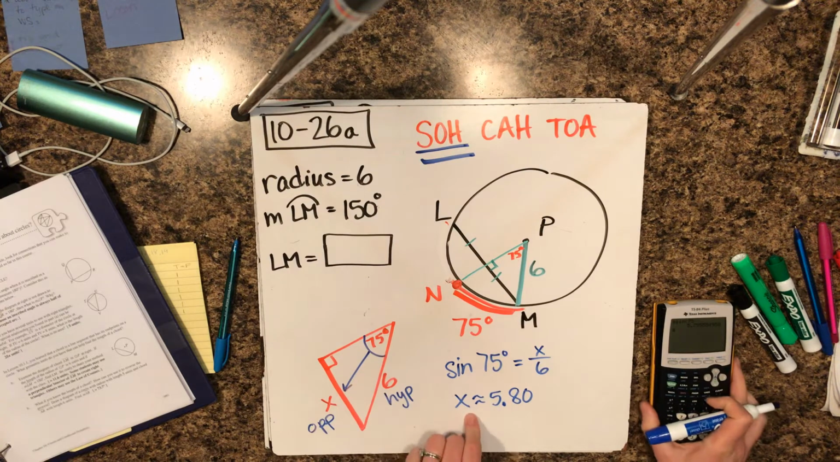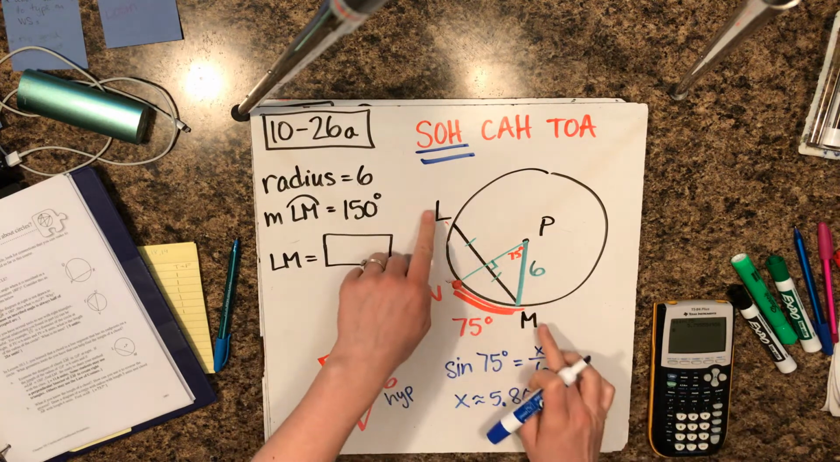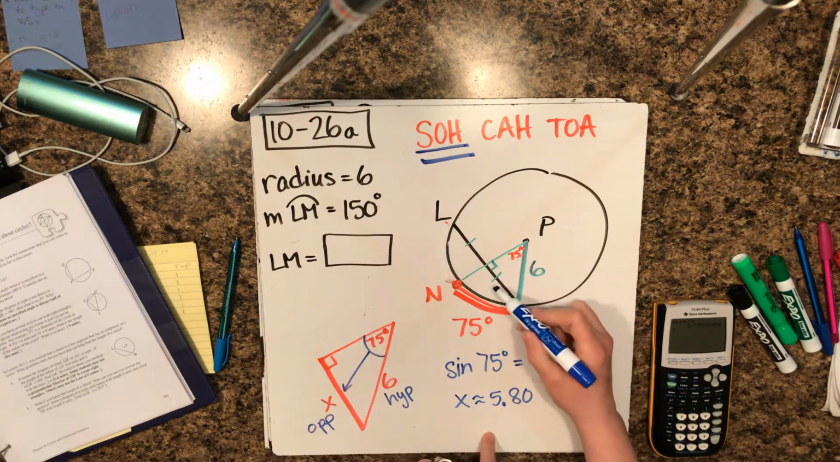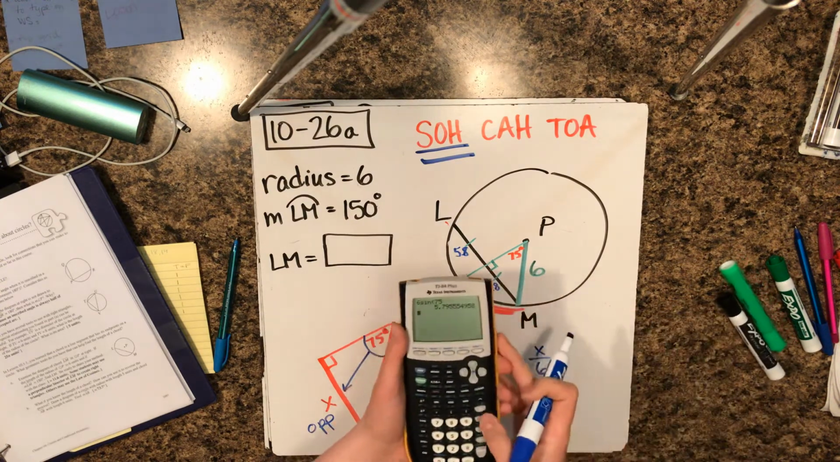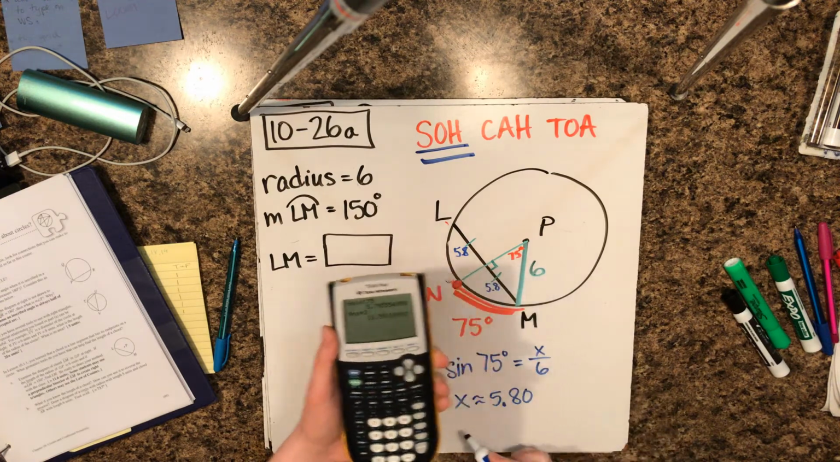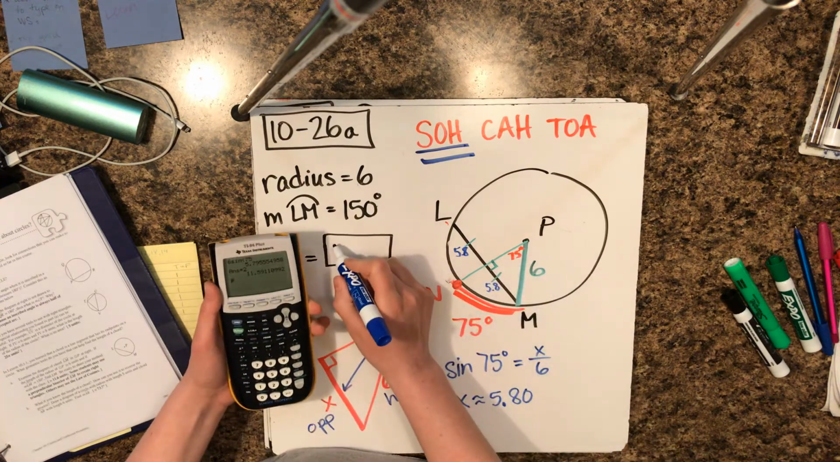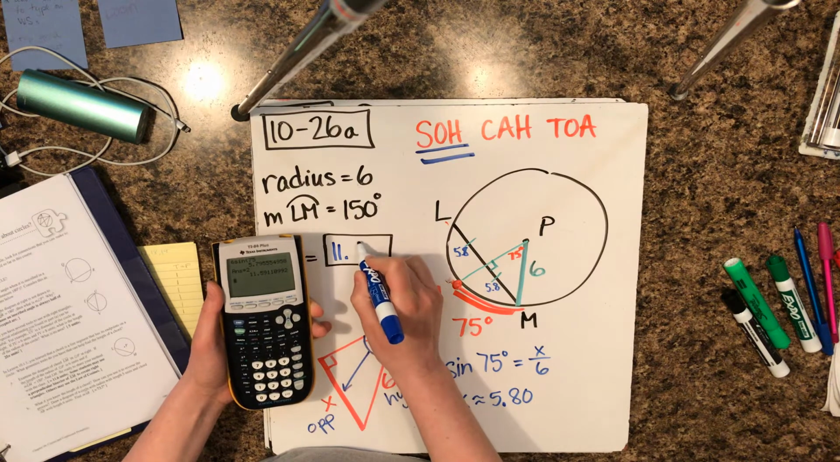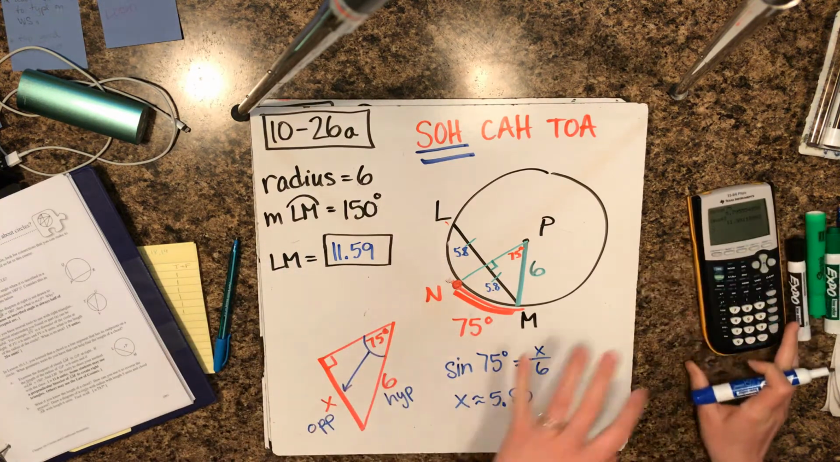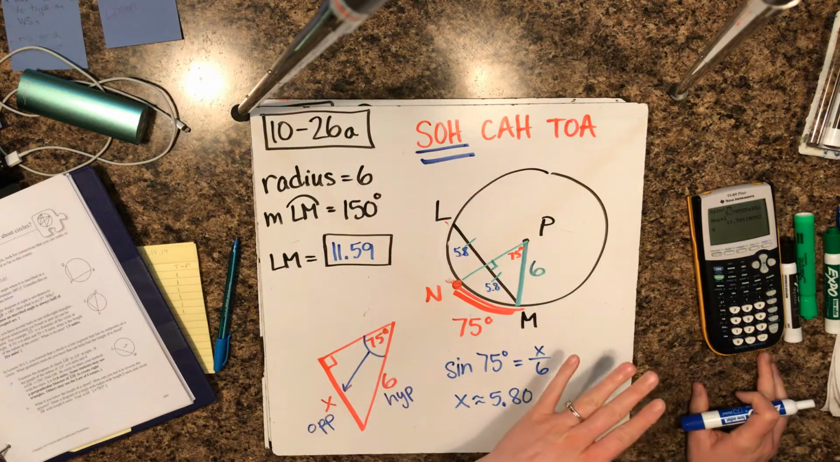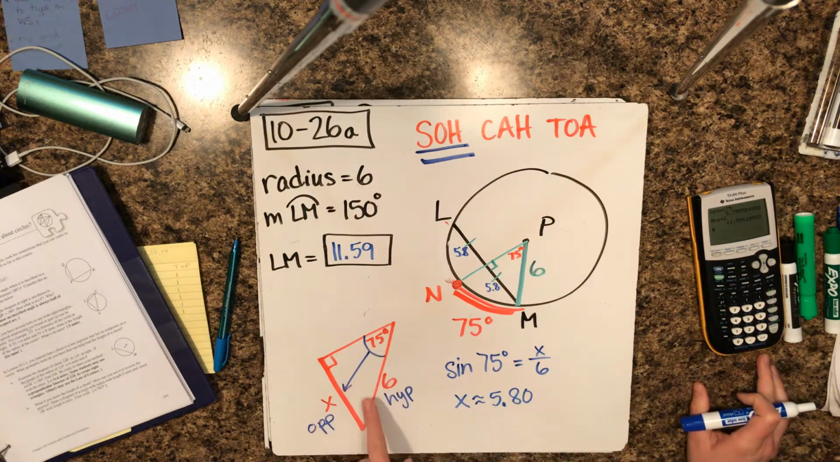Okay, but remember that question is asking me to find LM. So this is 5.80 here, but that means that's also 5.80. So without hitting clear on my calculator, I'm just going to hit times 2, and I'm going to find that LM is approximately 11.59 units long. Okay, so using circle information to go back and use SOHCAHTOA to help us find missing parts.